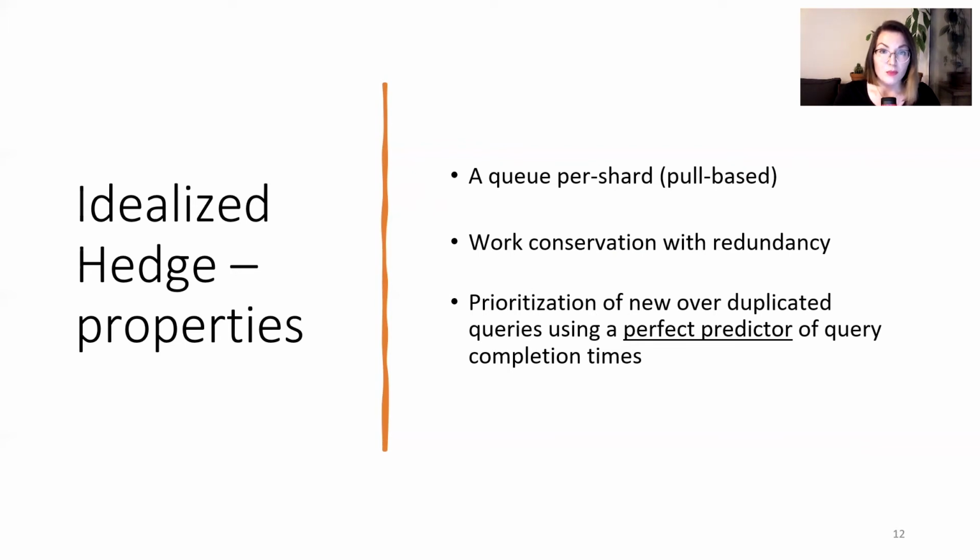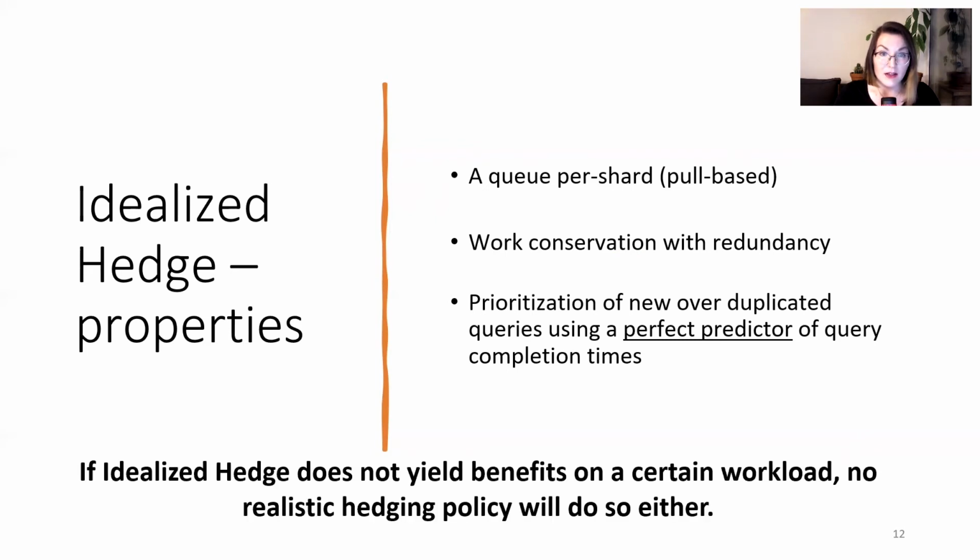Which one? The perfect predictor of query completion times will decide that, and it will eliminate the one that is going to finish later in time. This perfect predictor is the idealized part about this idealized hedge. In our setup, we can say that if idealized hedge does not yield benefits on a certain workload, no realistic hedging policy will do so either.